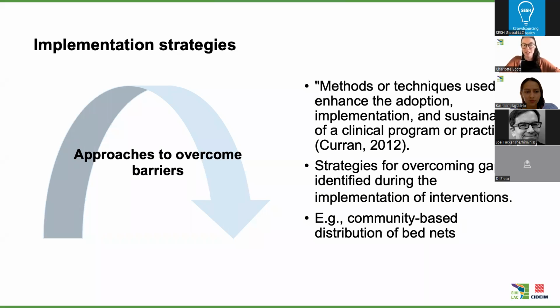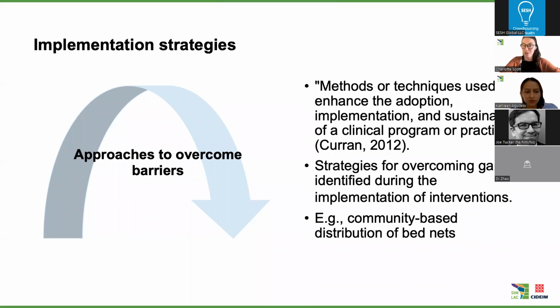So implementation research strategies are distinct from these efficacious tools that are used as interventions. These are instead strategies to overcome the gaps that we identified during the implementation of interventions or policies. So with malaria, an intervention or the efficacious tool would be, for example, insecticide-treated bed nets, like we mentioned and like someone wrote in the chat before.